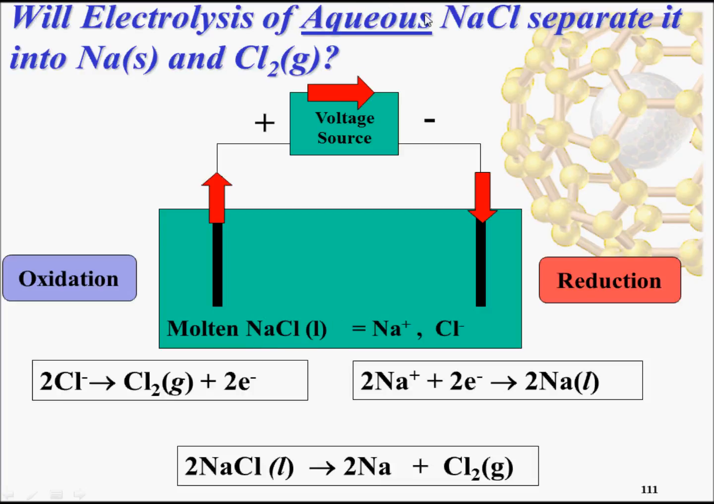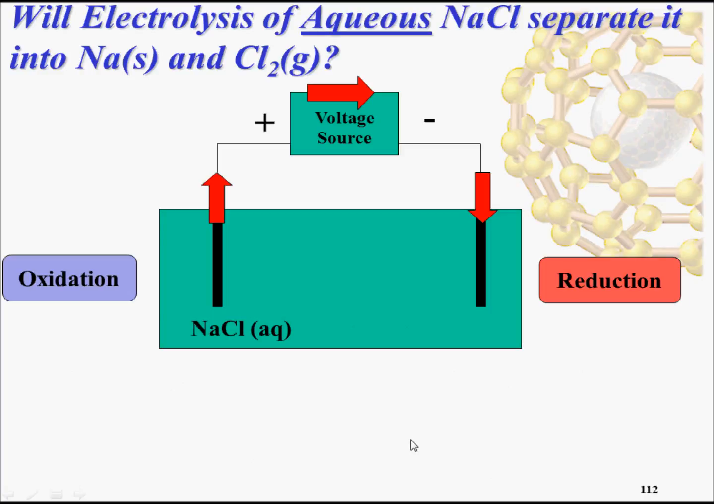But what if we had aqueous sodium chloride and we tried the electrolysis on that? What would happen in this case? Well, let's think about the species that are present. We still have the sodium ion, just like the molten. We still have the chloride ion, just like the molten, but we also have water. So we need to look at all the possibilities to see what would actually happen at each electrode.